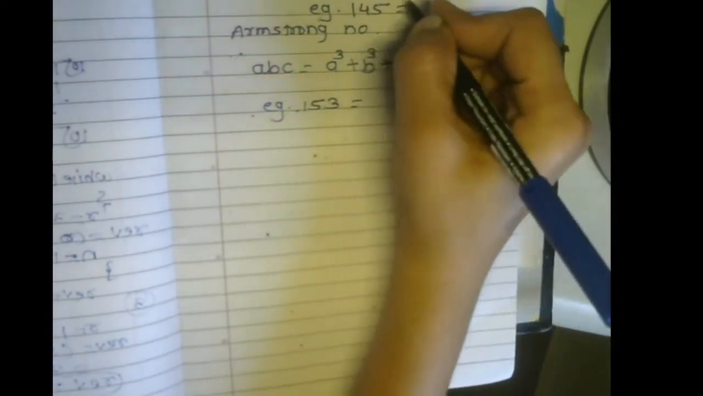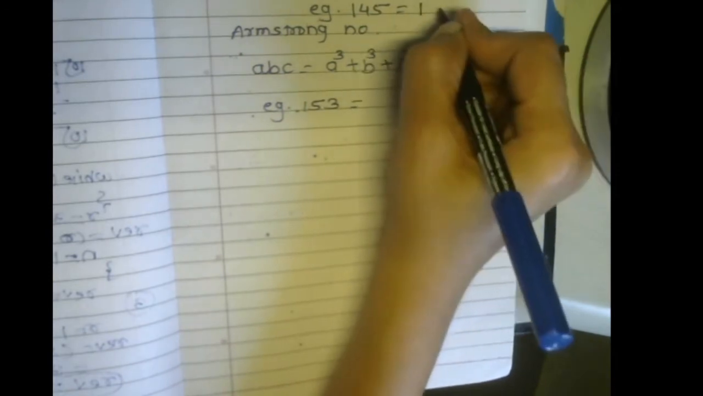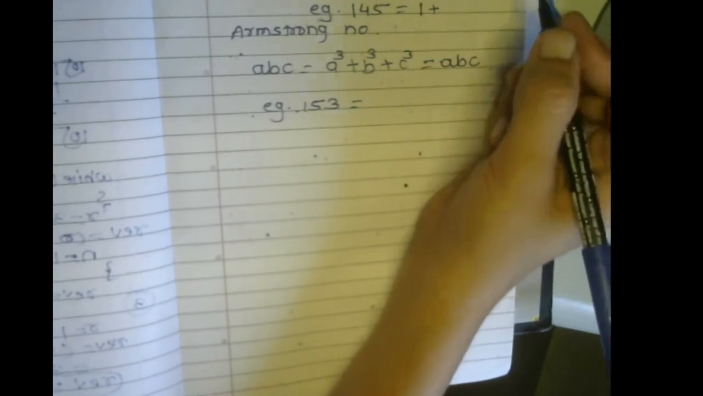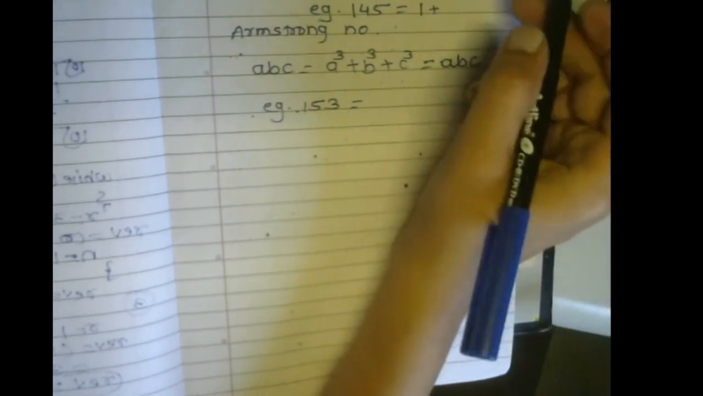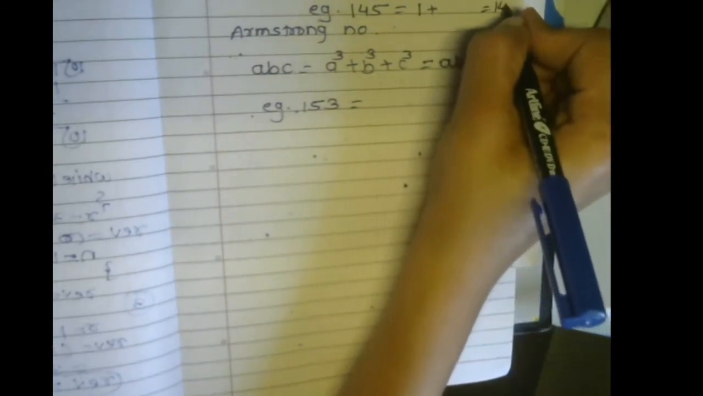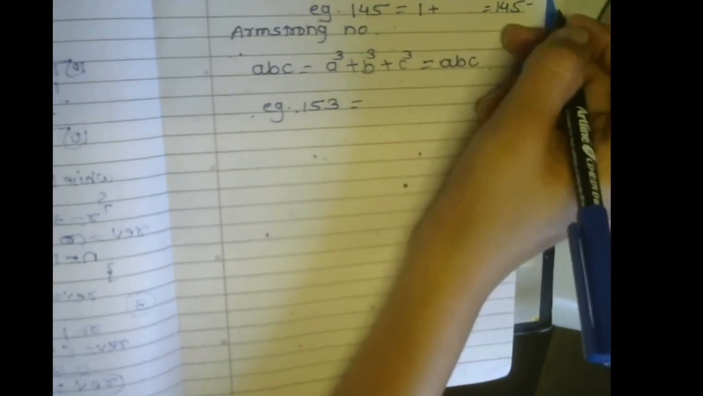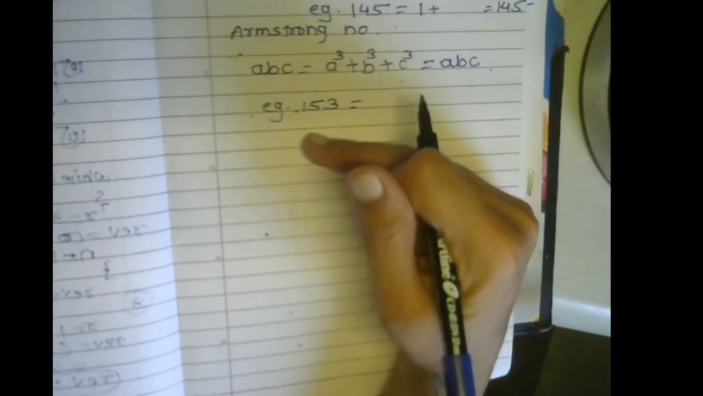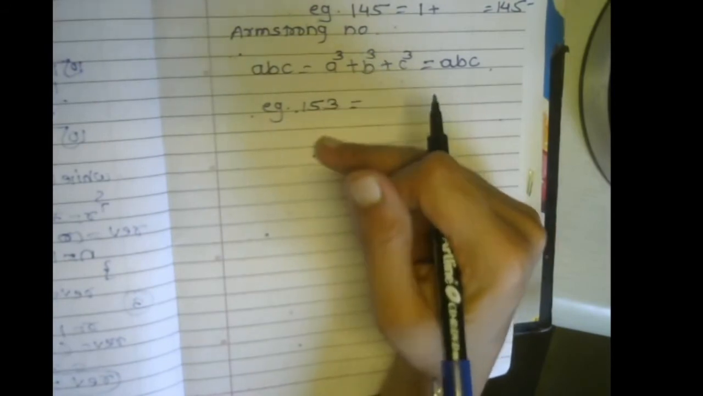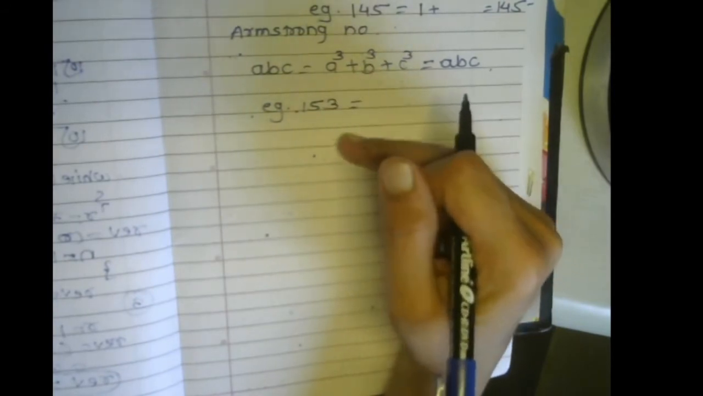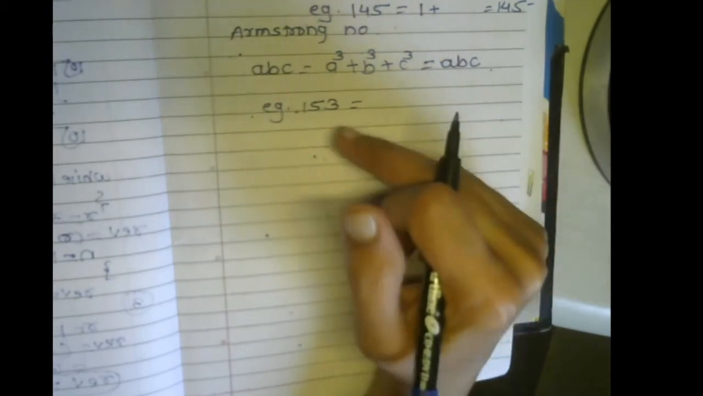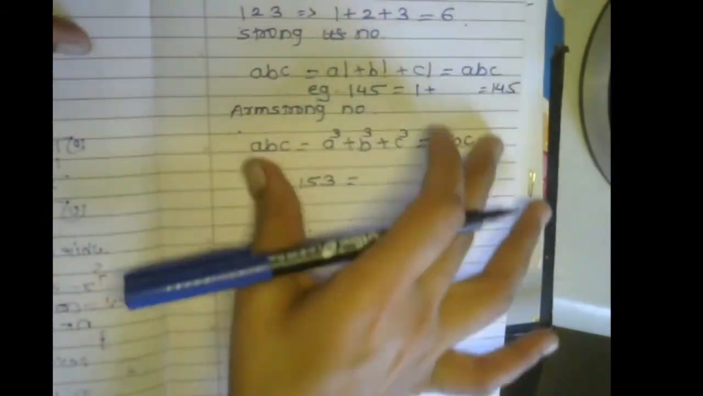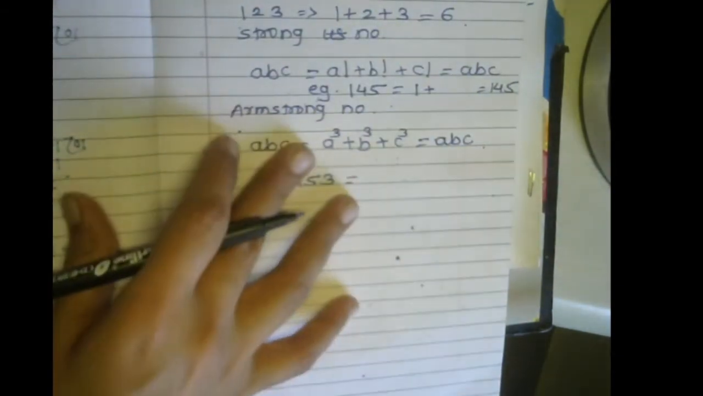Calculate 1's factorial, which equals 1, 4 factorial equals 4 into 3 into 2 into 1, then calculate 5 factorial. In this way calculate all, and again you will get the number 145. Here also, calculate 1's cube is 1, 5 cube is 125, 3 cube is 27, and add all this, so you will again get the value 153. Let's see all these examples practically.